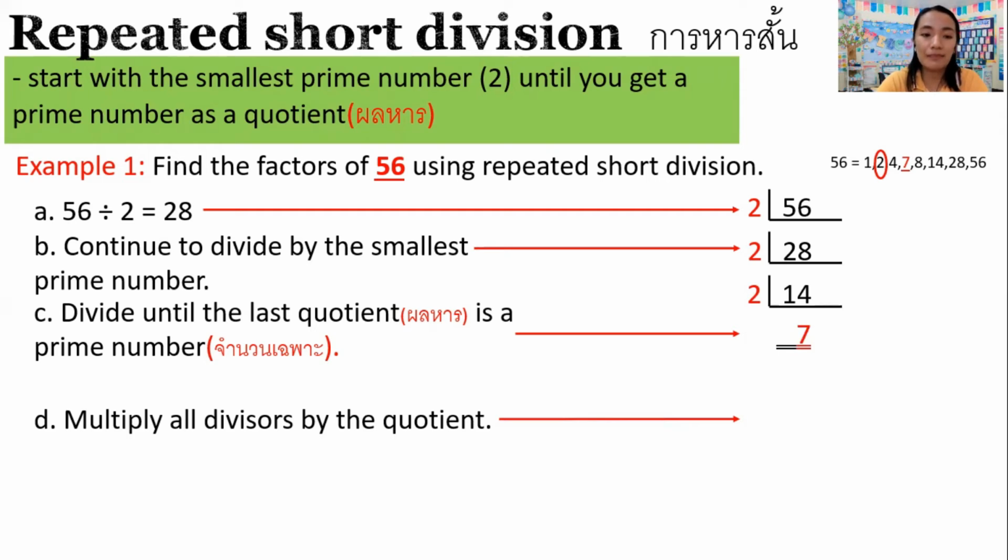Step D. Multiply all divisors by the quotient. So we'll be writing our answer as 56 equals 2 times 2 times 2 times 7, or 2 raised to the power of 3 times 7.